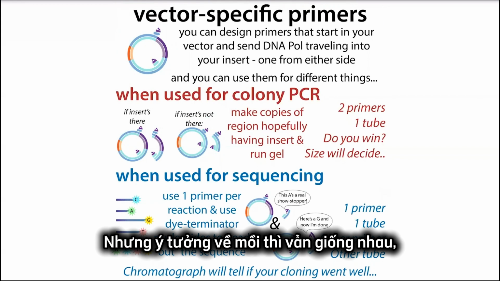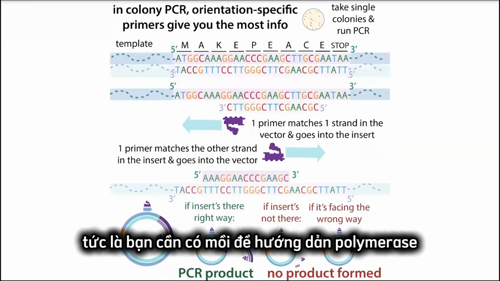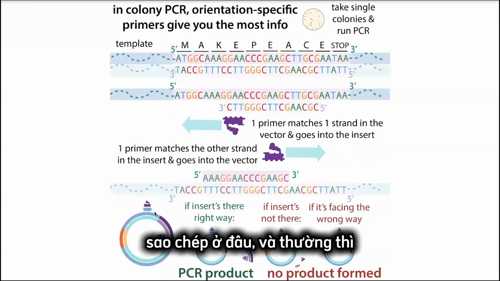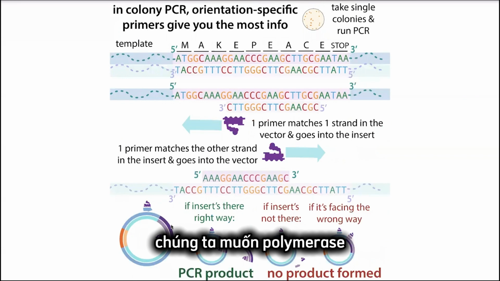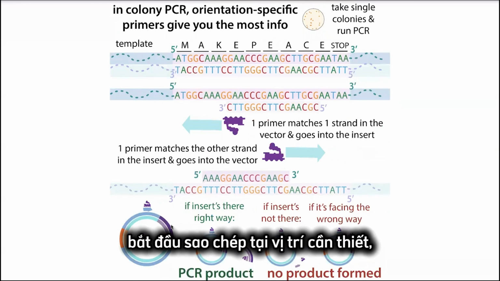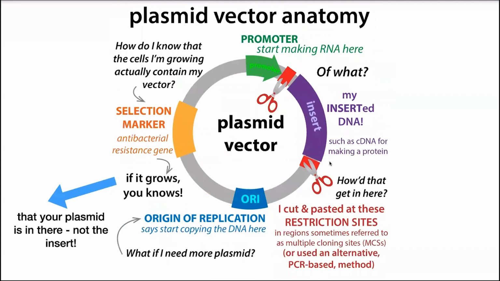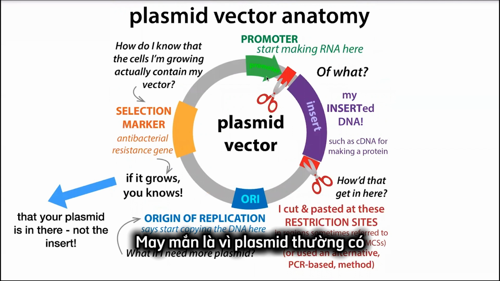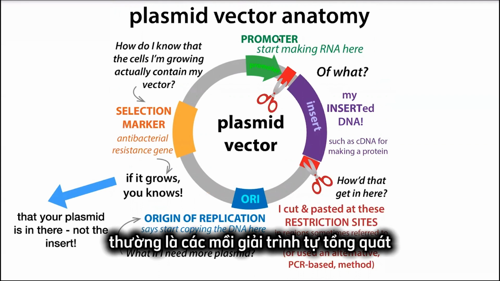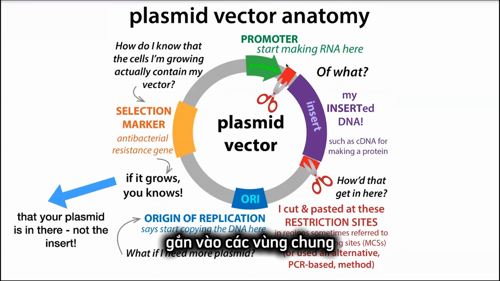But the idea of the primers is going to be the same, where you're basically going to need to have primers that are going to tell polymerase where to copy. And often what we're wanting is for it to copy into the insert. Now, thankfully, because plasmids typically have some sort of generic backbone, you can often buy, or even have the sequencing companies put in for you for free, general sequencing primers that bind to the generic parts of these vectors.